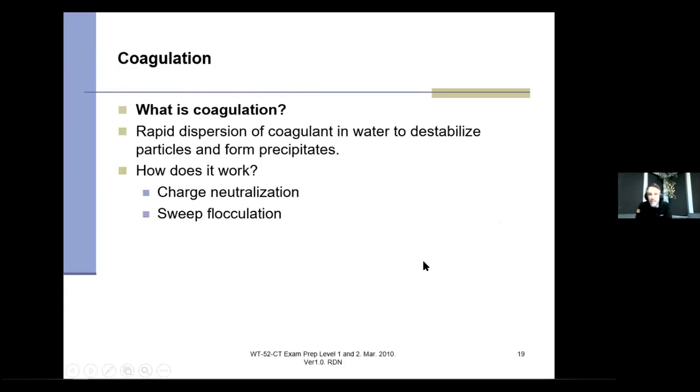So what is coagulation? So we want to disperse a coagulant. Remember, that is positive charge or liquid positive charge. It destabilizes our magnets, right? Positive to negative, the particles, and forms a precipitate. We talked about precipitate is that floc.